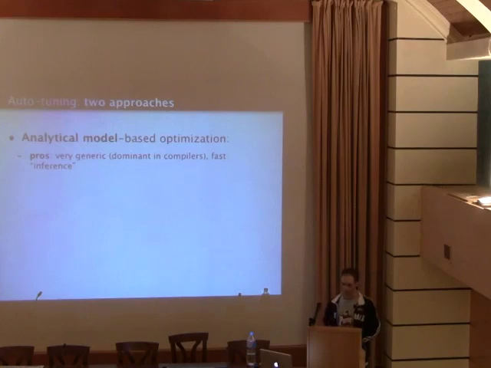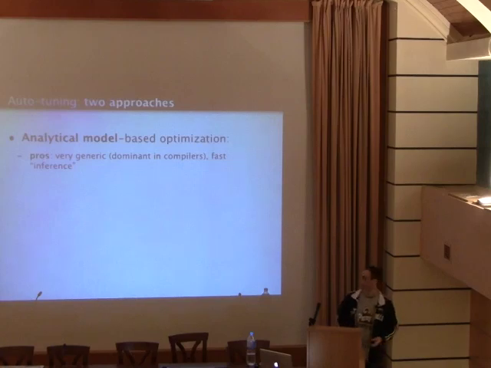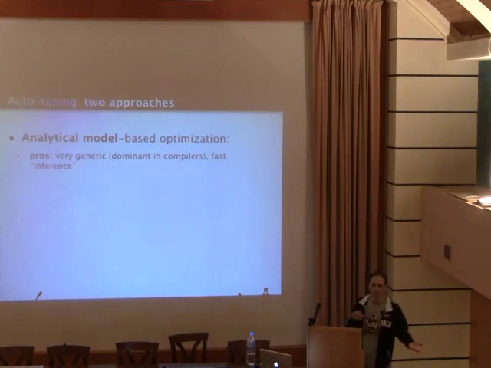That's what all the compilers do. They have a model of the hardware, and that's how they get the best code. If you do -O3, that's the kind of technique it is. It's very fast. It doesn't have to empirically tune your code. The problem is it's hard to build this analytical model. It's a lot of manual work. Someone has to come up with this analytical model.